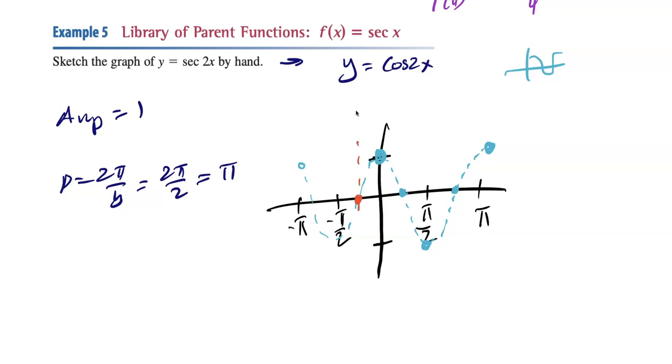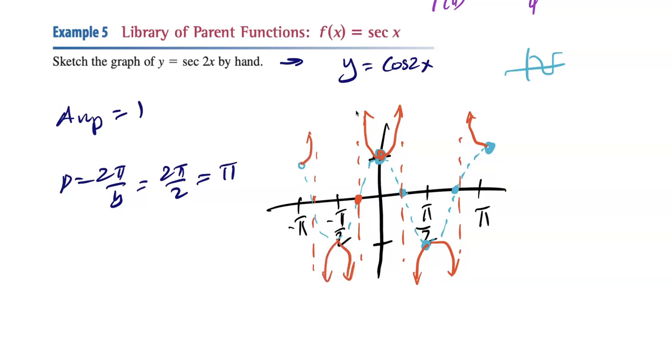Anyway, to make it a secant graph, all we're going to do is add asymptotes at the x-intercepts. So here, here, here, and here. Then we're going to add parabolas to the min-max points. So like this, little half parabola there, like this, and like this. And that's how you graph the secant graph. Remember, the parabolas are your actual answer.